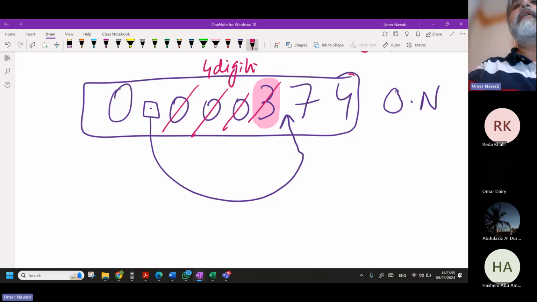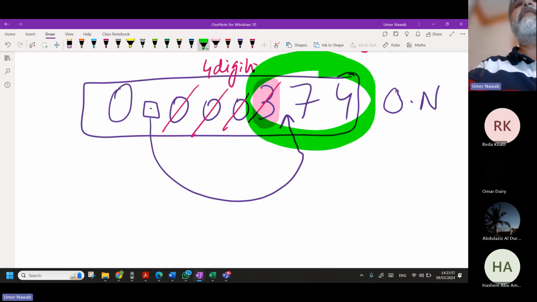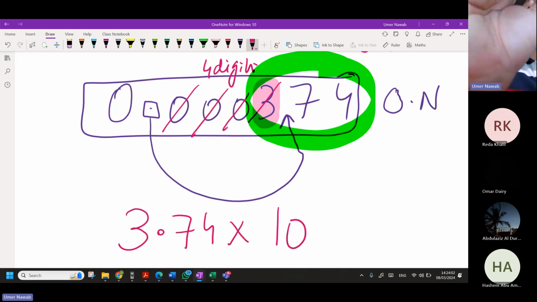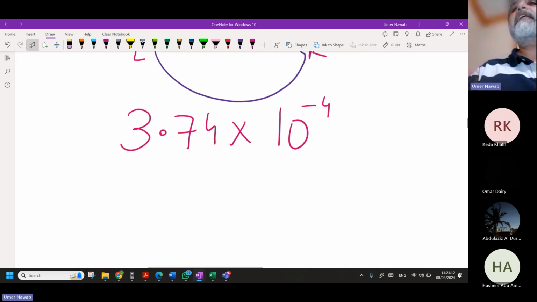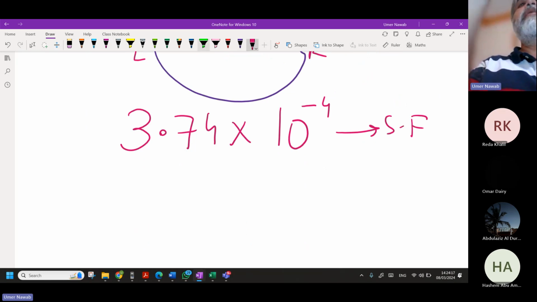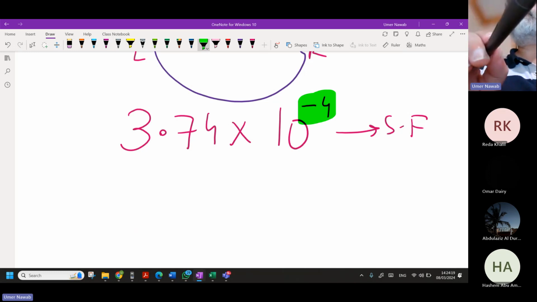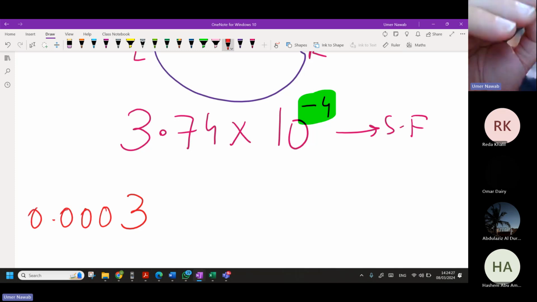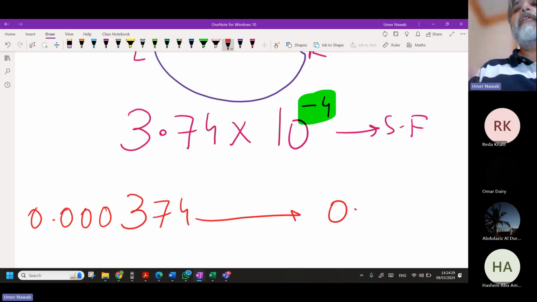So what am I going to write? Come on, speak it up. This is 3.74 times 10 raised to the power. Now I'm forcefully sending my decimal from left to right. How many digits did I cross? 4 digits. So I'm going to write minus 4. Supposedly this is the standard form and I want to convert it into the ordinary form. Minus 4 tells me to push the decimal 4 units left. So when I push 4 units left, 1, 2, 3, 4, this is my ordinary form.